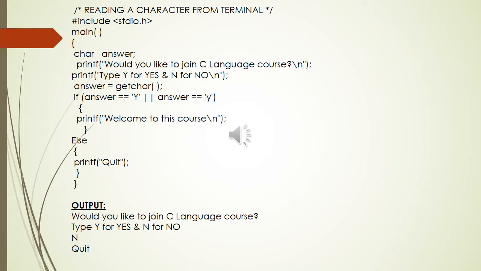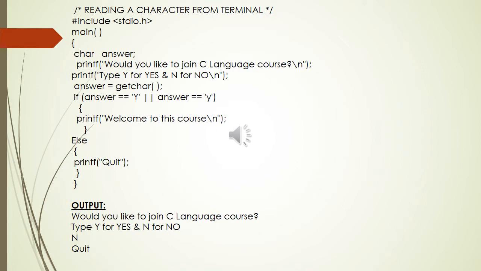After that, it will ask the user, because we are using the getchar function here. The answer is of type character, where the variable name is answer, equal to getchar. So here answer is equal to the getchar function. After this, getchar will consider y or n.